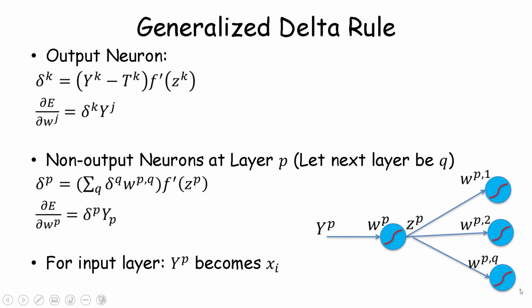This derivative formulation can be extended to work for any feed-forward network with one or more hidden layers. We call this the generalized delta rule. We calculate the delta value of each of the hidden layers by summing up the weighted deltas of the next layer.